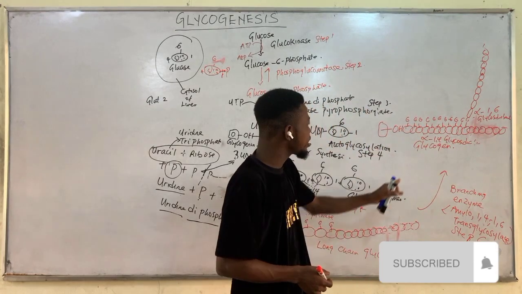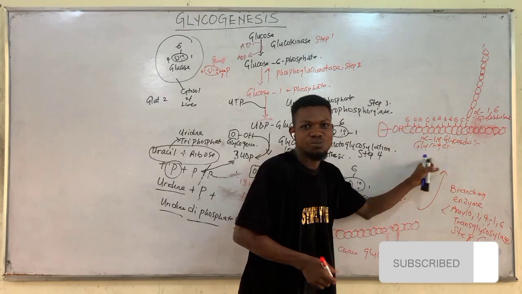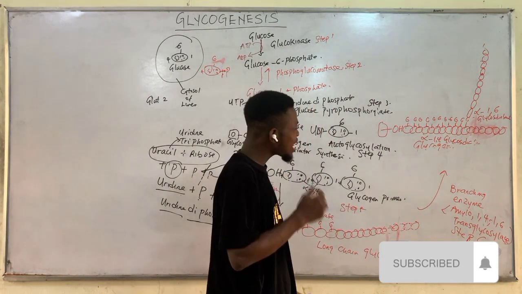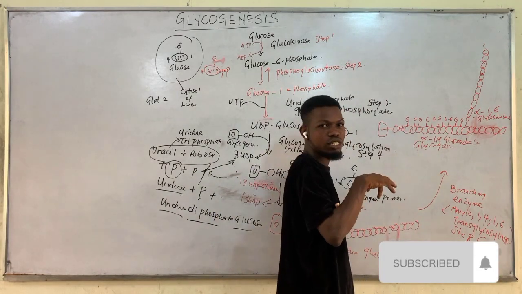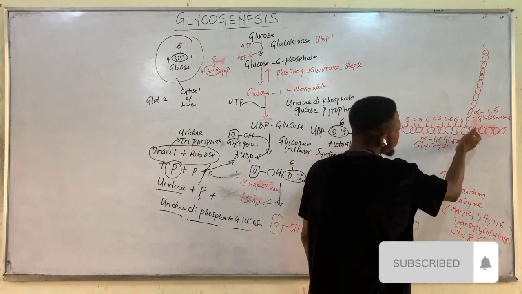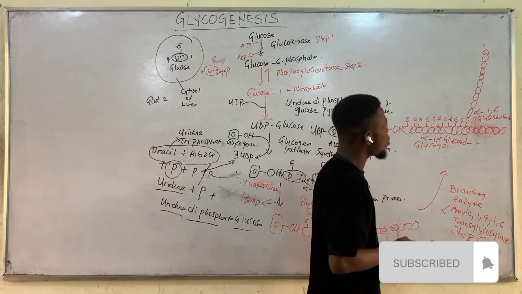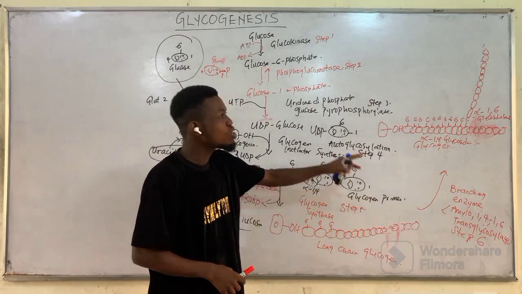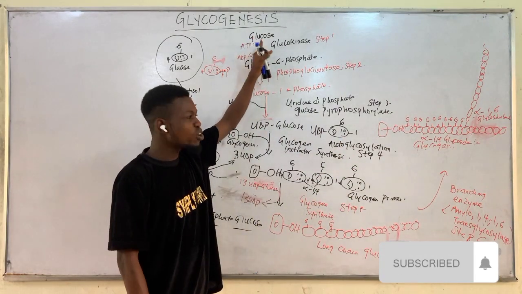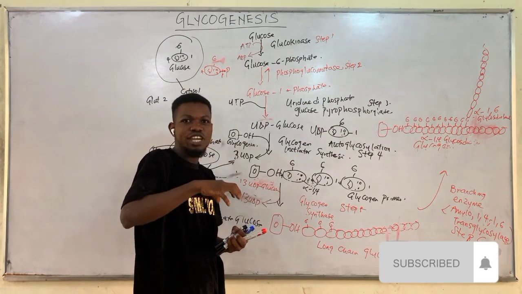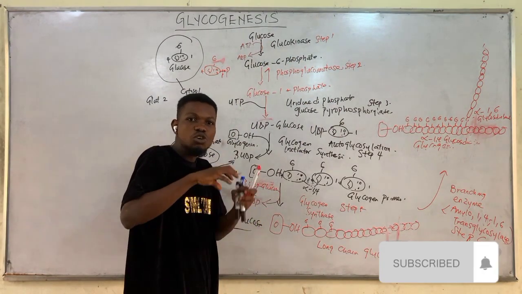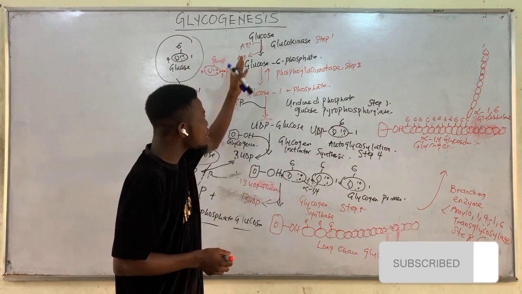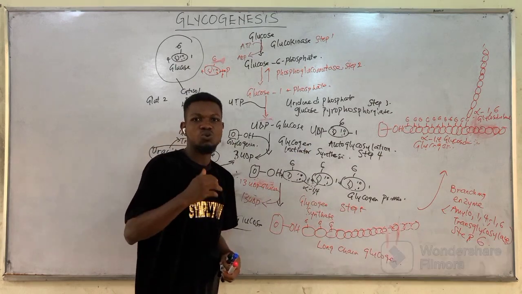Now we are done. This is the glycogen. The glycogen has been formed. Do you get it now? So that is about the branching enzyme. The essence of the branching enzyme is to branch the chain, because glycogen exists as a linear form and a branched chain form. So can you see how we synthesize glycogen from glucose? The glucose is stored in the form of glycogen in the liver and the muscles. Again, that is about the pathway of glycogenesis.